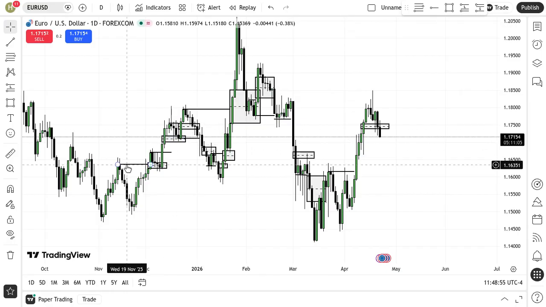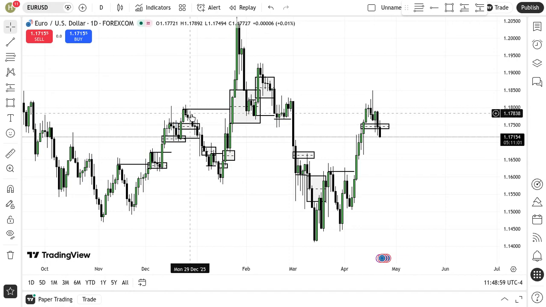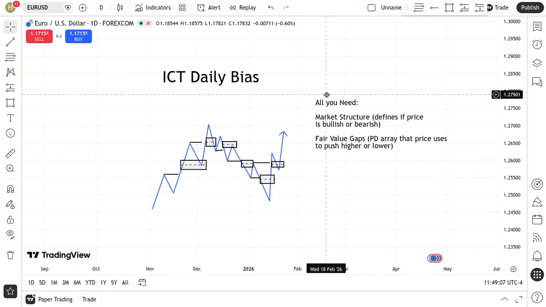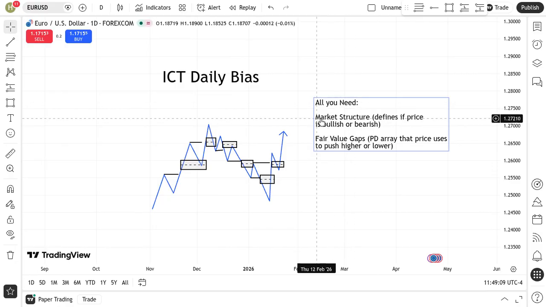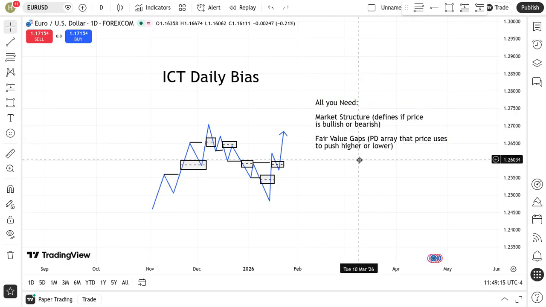You're literally just using market structure shifts and fair value gaps to track price, to know whether price is most likely to go up or most likely to go down. It is very simple. It is very easy. I'll show you guys this again. ICT daily bias, all you need is a market structure, which defines if price is bullish or bearish, and fair value gaps, which is your PD array that price uses to push higher or lower.